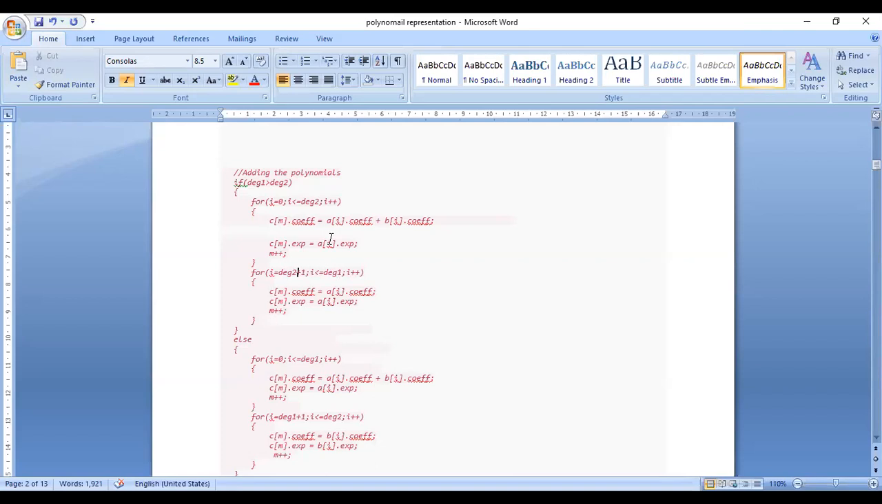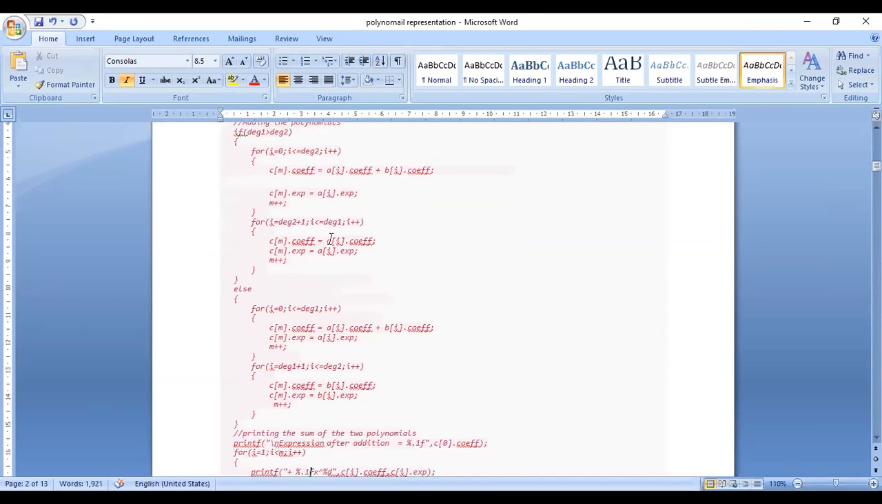For example, if the degree of polynomial 1 is greater than the degree of polynomial 2, say degree 1 is x power 10 and degree 2 is x power 5, what will I do? First I will add, for i equal to 0, i less than degree 2, until the degree 2 exponents. Now, since degree 1 is higher, the rest of the terms in degree 1 I will add to the resulting polynomial. You can see.